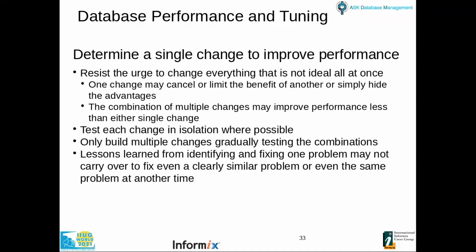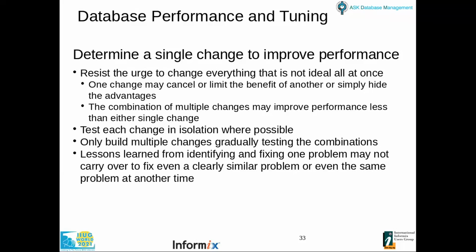Okay. Determine a single change to improve performance. As I said, resist the urge to change everything at once, because one change can cancel the effects of another change. You may put in two changes that independently would each improve performance by 5%, but if you do them both, nothing happens, right? Or performance actually goes down by 5% because they're interfering with each other. That's one major reason to only make one change at a time.